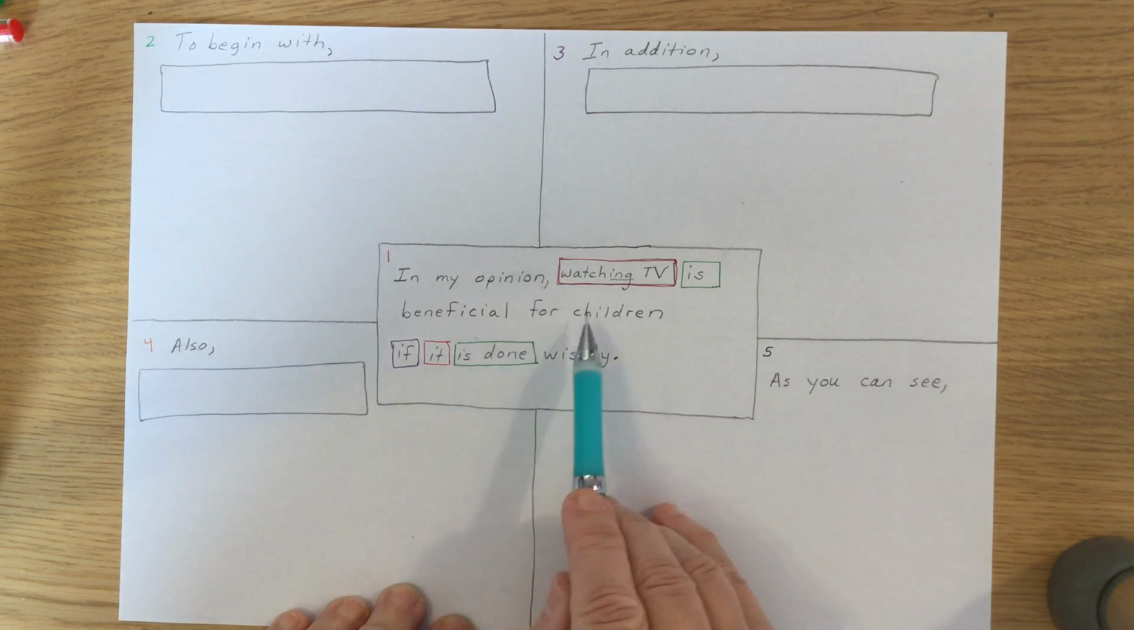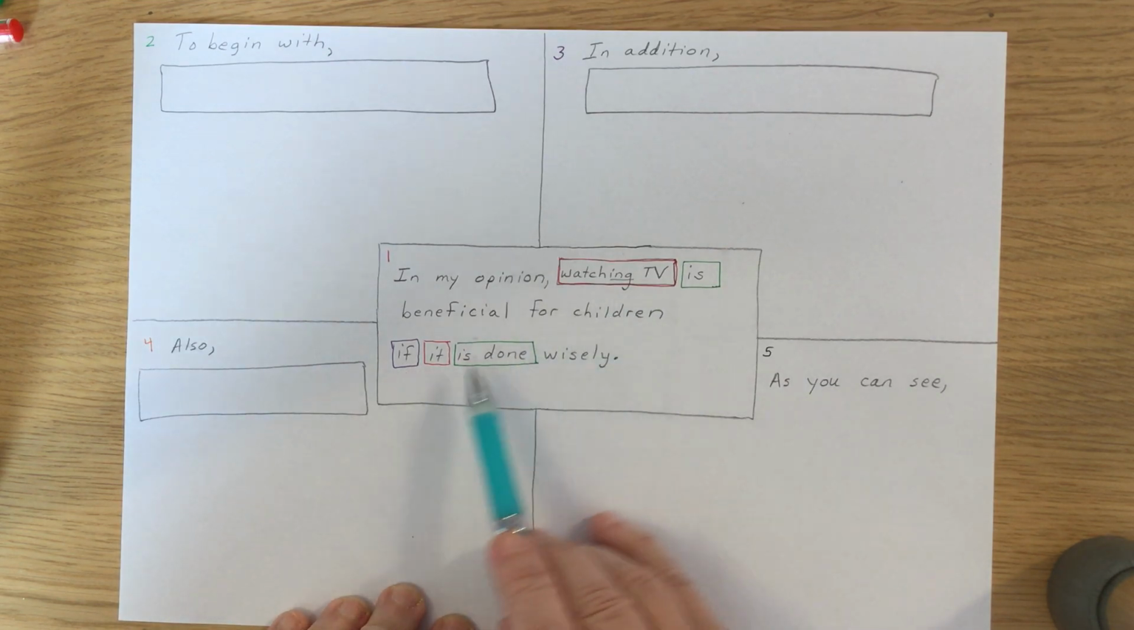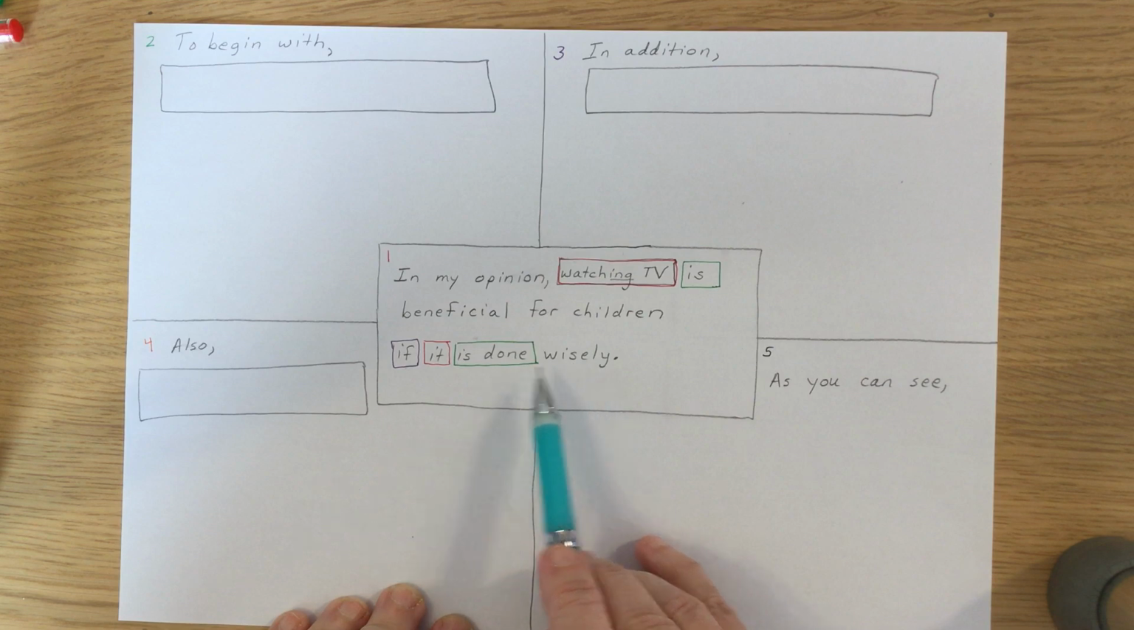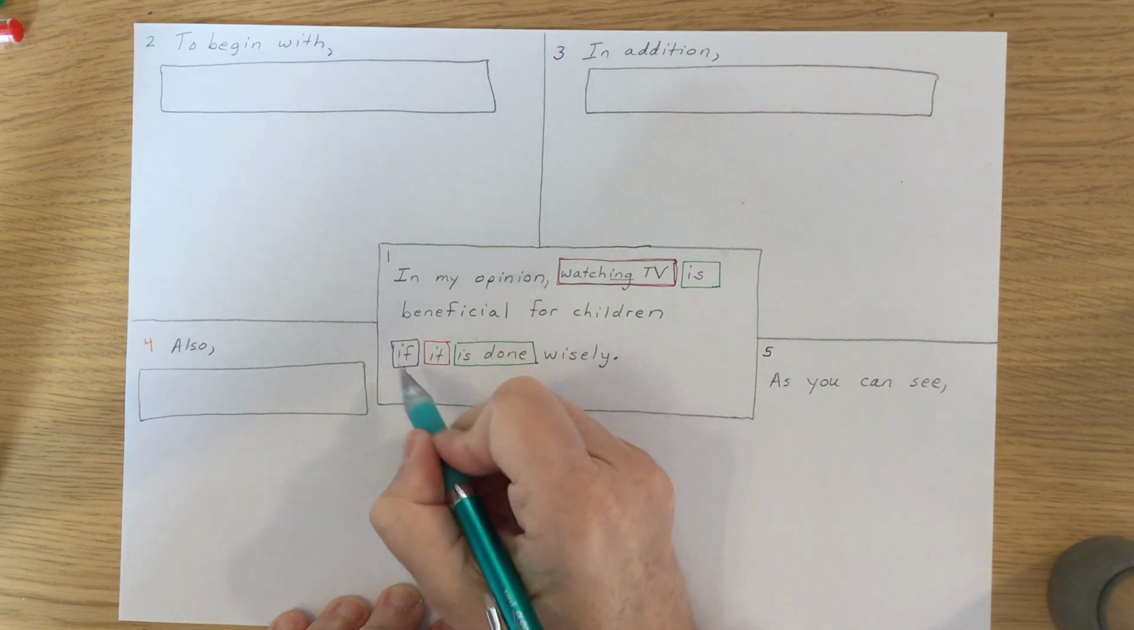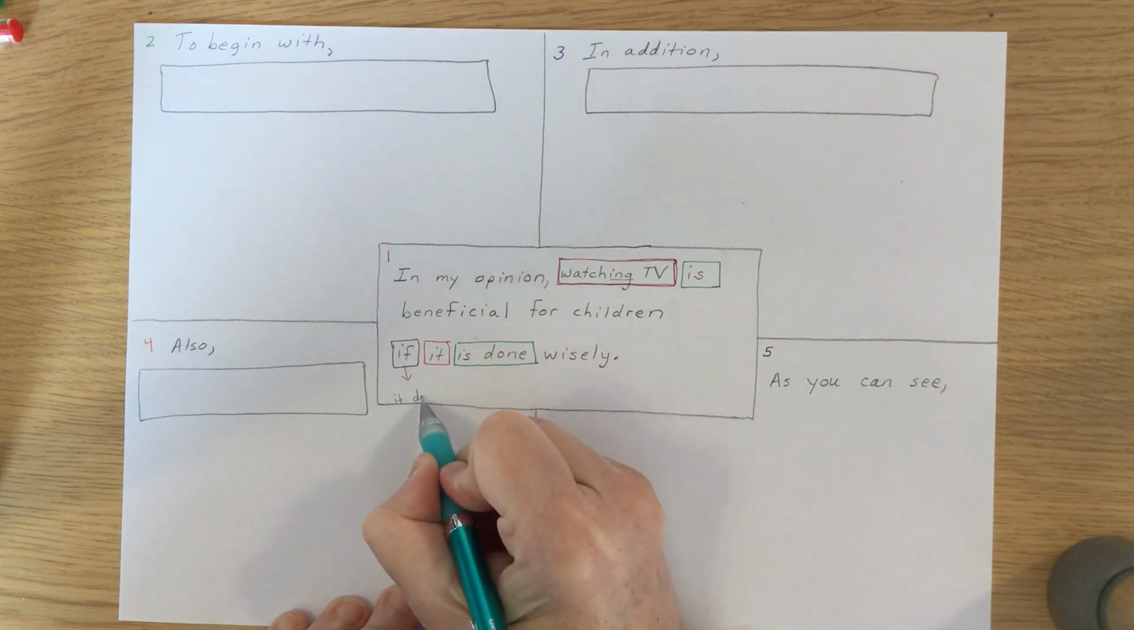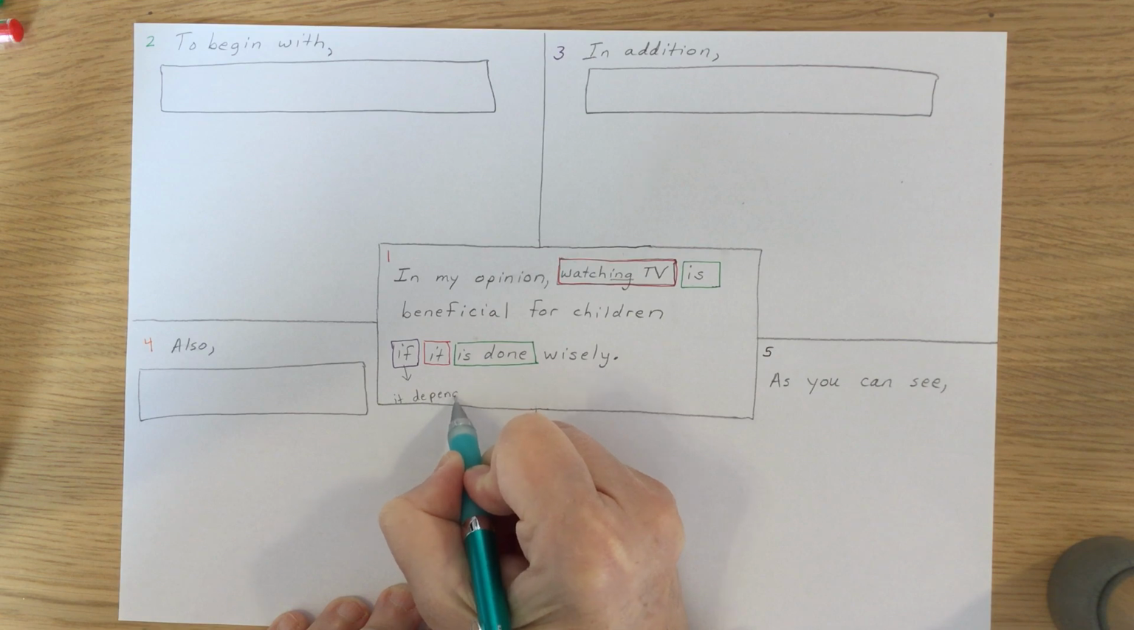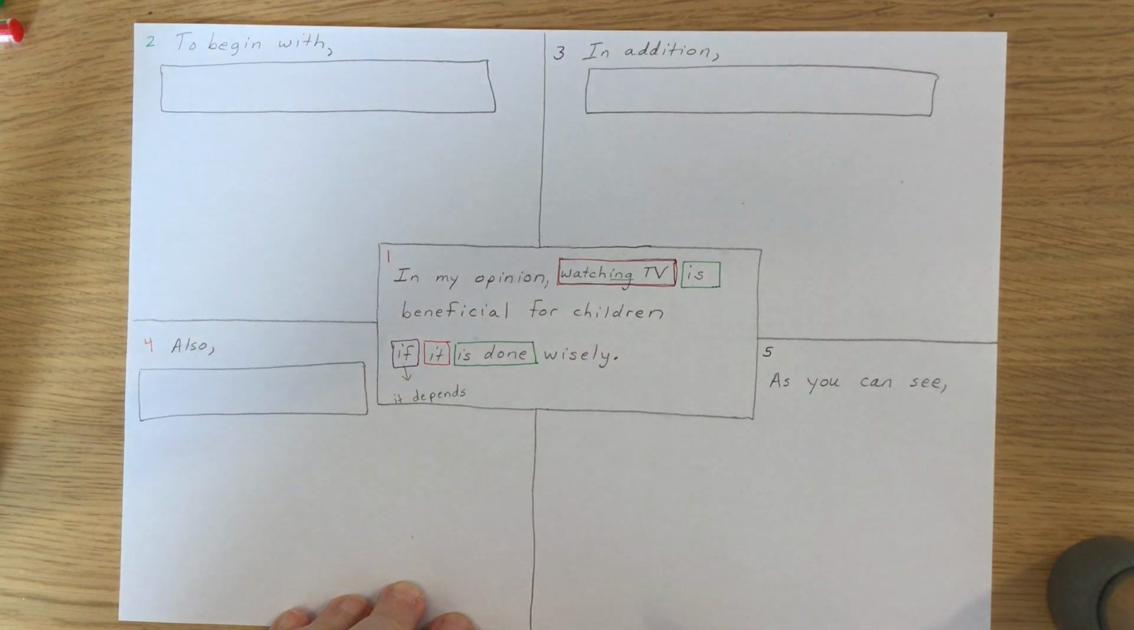But there are two parts, right? I say, if it is done wisely. Well, this word if means it depends. That means sometimes yes, sometimes no. Maybe yes, maybe no. So I need to explain that.